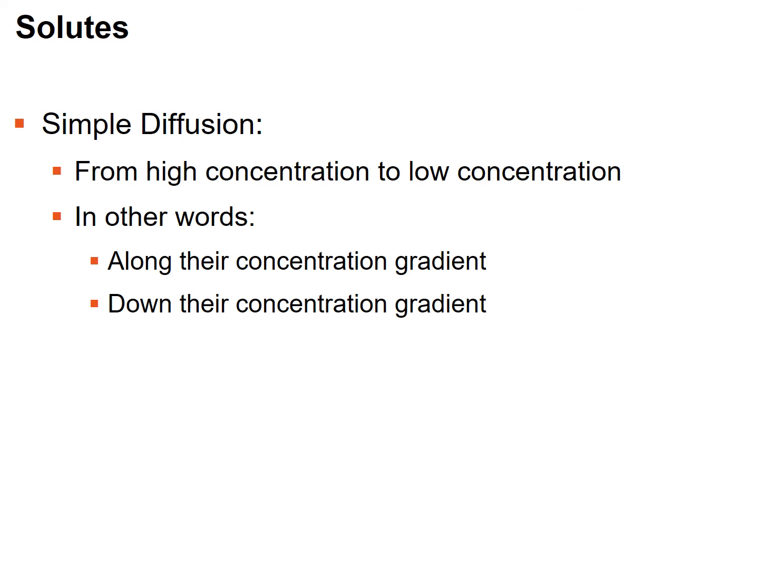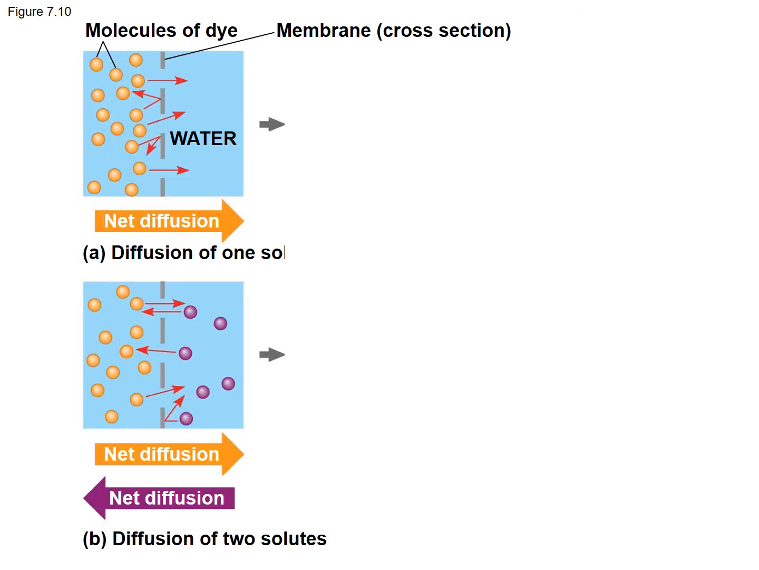It all means the same thing, meaning that the solutes move from an area where there's a high concentration of solute to an area where there's a low concentration of solute until they reach equilibrium. So we're going to talk about equilibrium. Let's look at these two examples right here. If we look at this figure at the very top, we've got orange dye molecules on one side of a membrane, and this membrane has pores large enough to allow the molecules of dye to move across it.